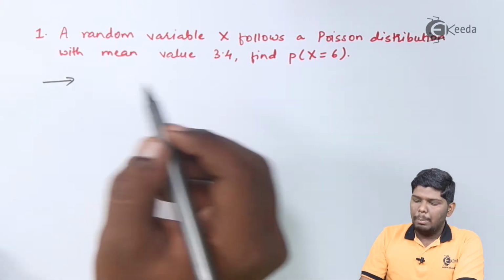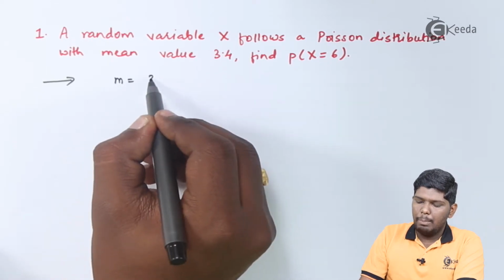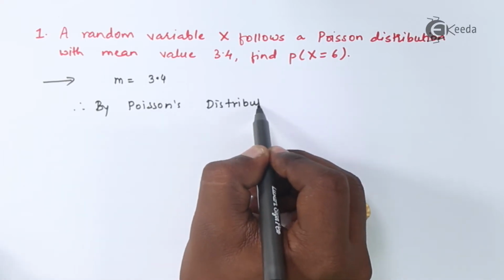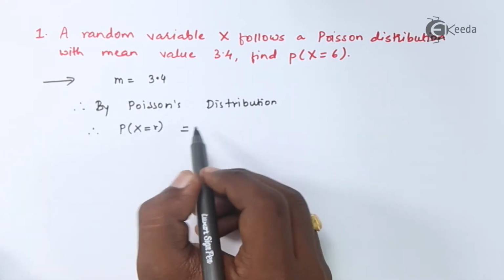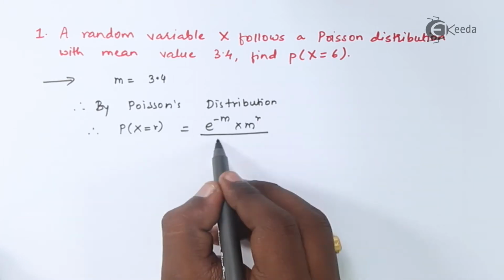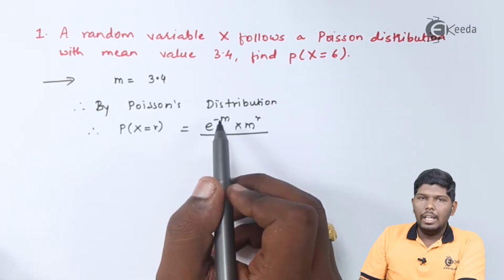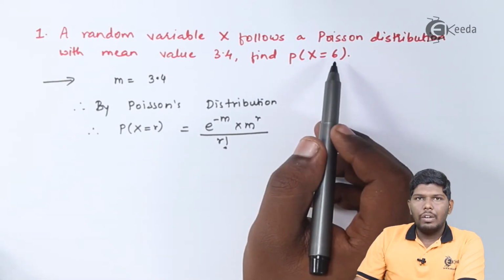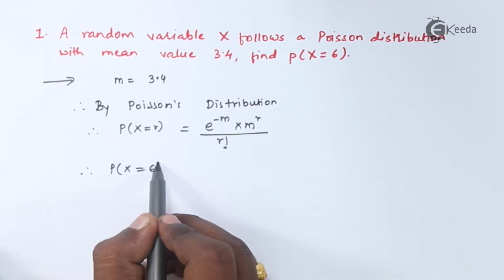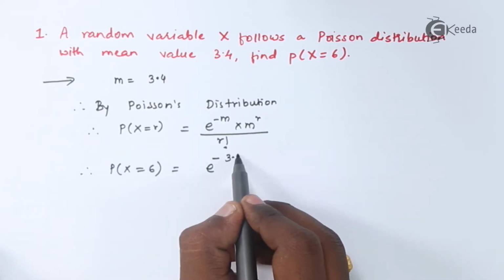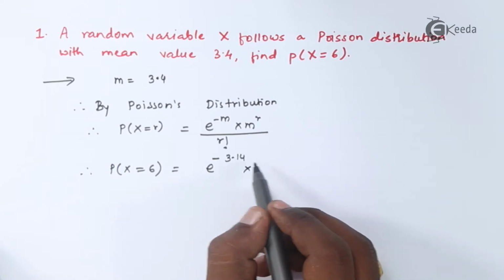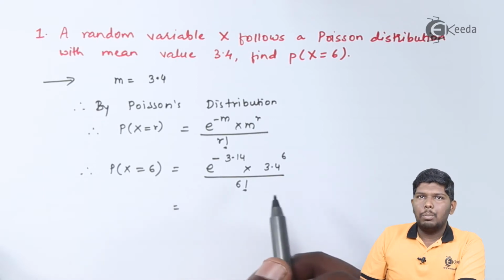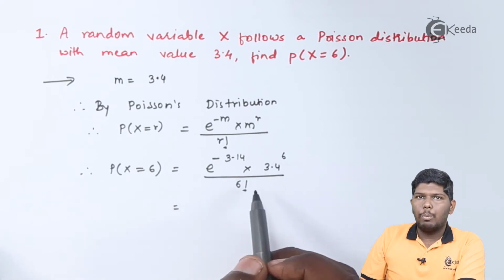In Poisson's distribution, mean can be directly written as m as 3.4. P of x is equal to r is given by e raised to minus m into m raised to r upon r factorial. In this case, the value of r will be 6. So we have e raised to minus 3.4 into 3.4 raised to 6 upon 6 factorial.